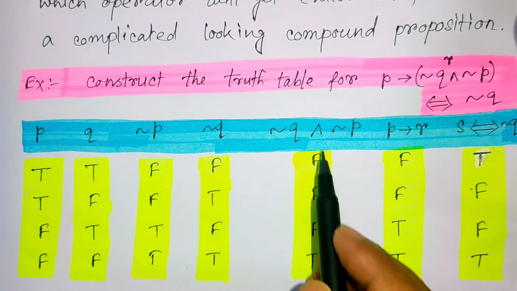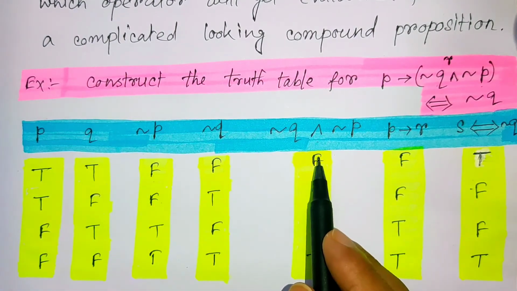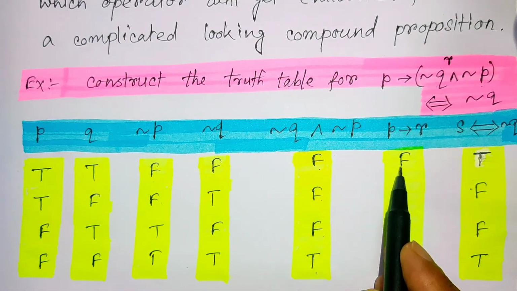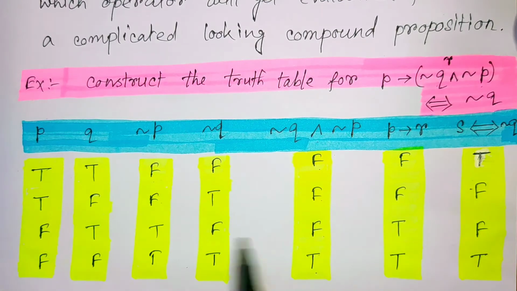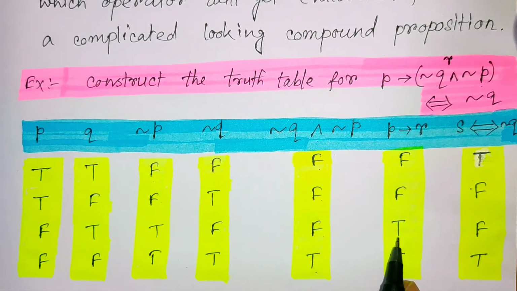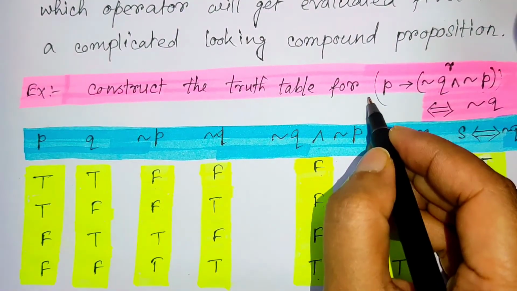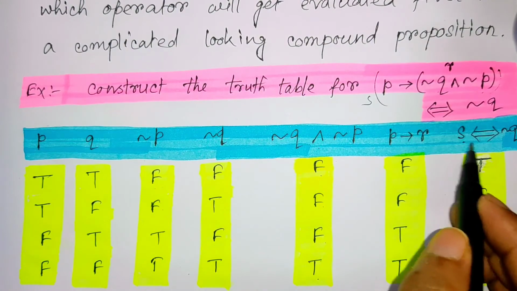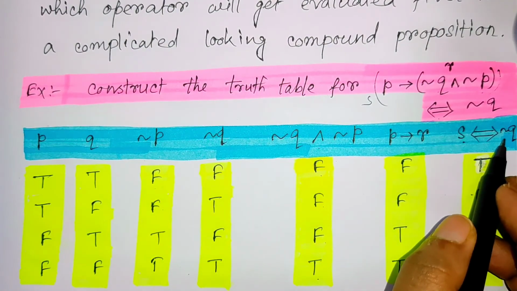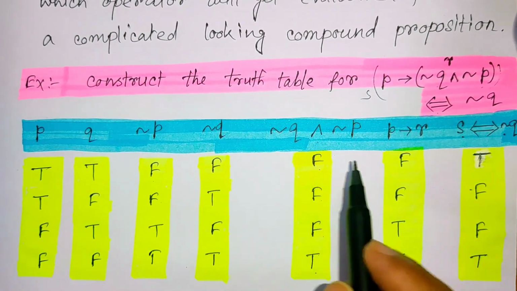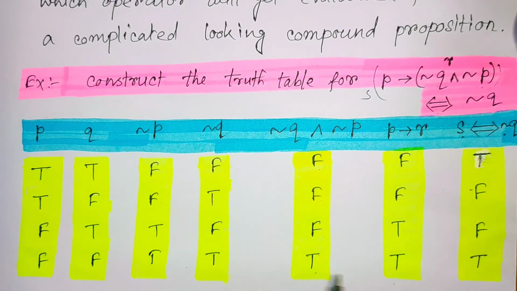So this is our R. P is this one and it implies R. So true, false, it is false; true, false, again false; false, true, false, false. So it is true, and false, true, it is true. After this, we can express this entire expression as S. So now we have to find out S biconditional with not Q. This S means that expression and not Q means this one.